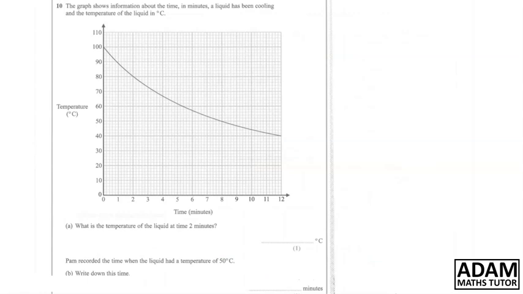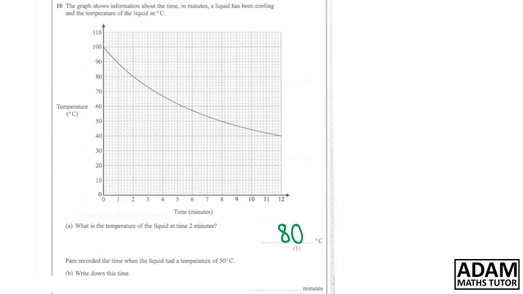Question 10. The graph shows information about the time in minutes a liquid has been cooling and the temperature of the liquid in degrees. Part A. What is the temperature of the liquid at time 2 minutes? So using my graph, I need to go up from 2 minutes and across to read off the temperature, which is 80 degrees. Part B.